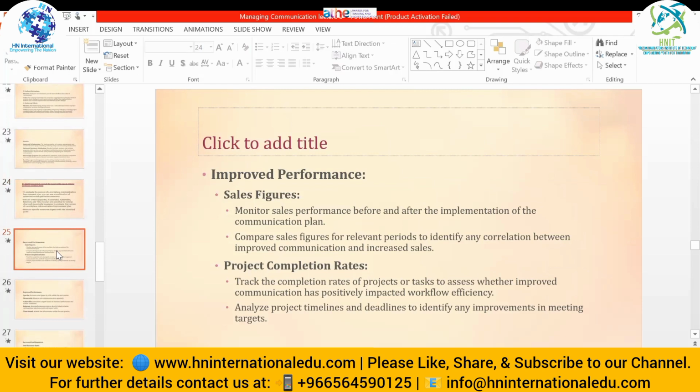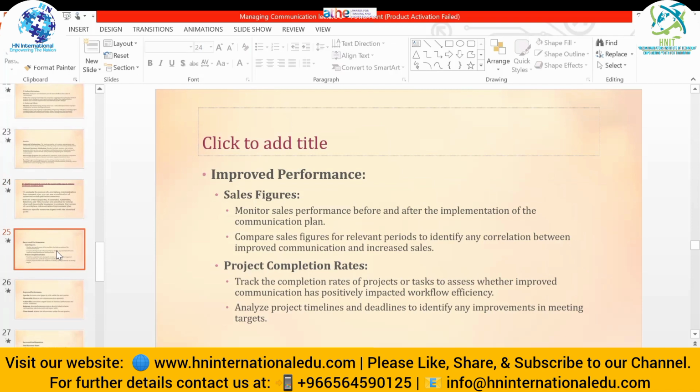Improved performance, sales figures. Monitor the sales performance before and after the implementation of the communication plan. Compare sales figures for relevant periods to identify any correlation between the improved communication and increased sales. That is what we can see. The first thing to improve the performance is what are the sales, what is the revenue.